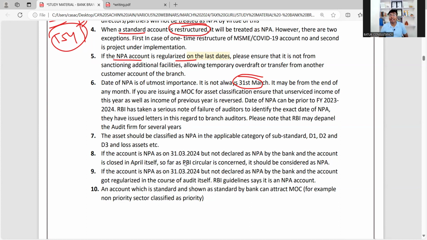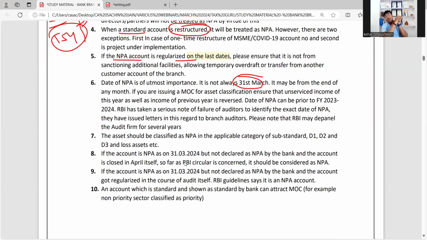So at that moment, when we are going to classify a particular account as a NPA, we just need to calculate the date of NPA. In each and every case, the date will not be 31st March. This will be based on the time period as per the IRAC norms. Okay. और ऐसा जरूरी नहीं है कि वो फाइनेंशियल ईयर 23-24 की ही डेट हो सकती है.